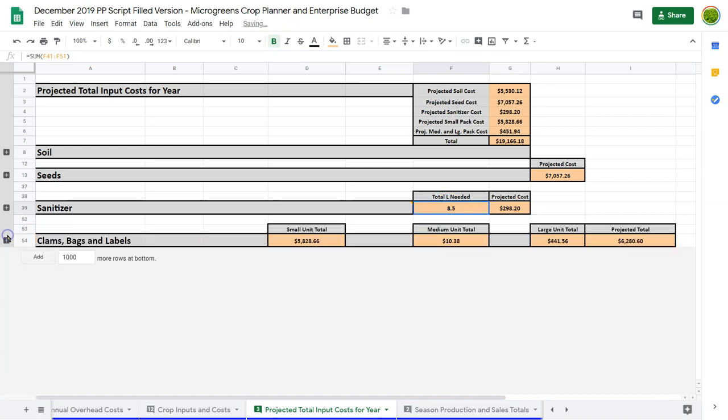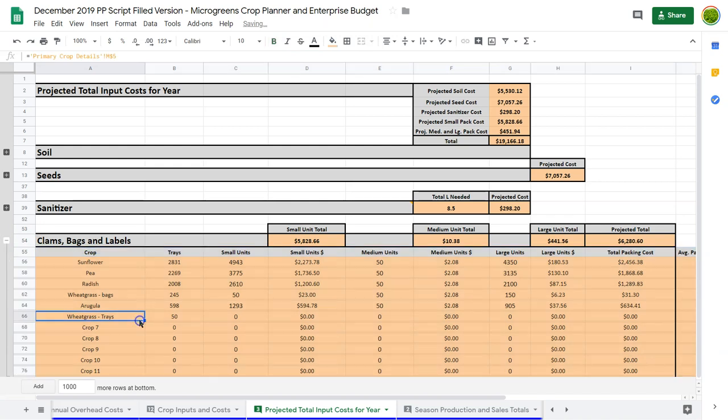Now let's get into our bags and labels. Works the same way. We know the number of trays. This is broken down though into small, medium, and large. Our small units are getting clamshells, which have a higher price. And you can see we're drawing from our crop input costs here.